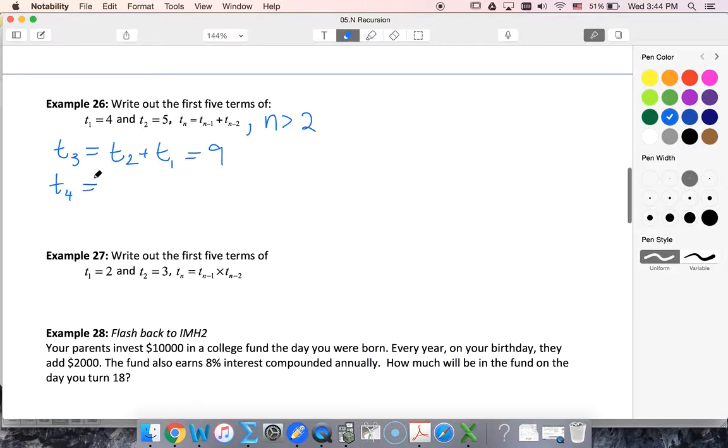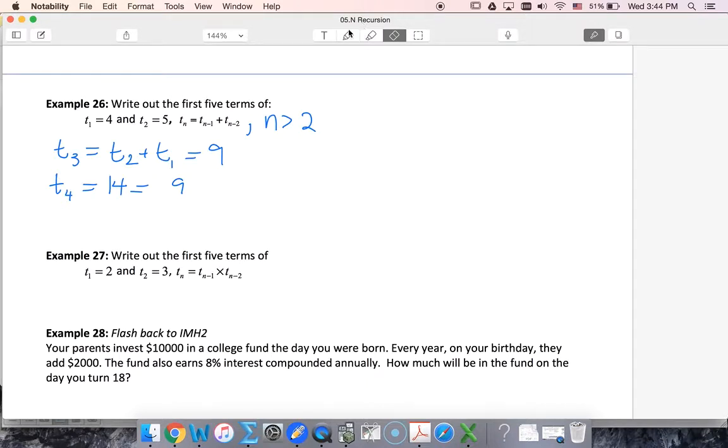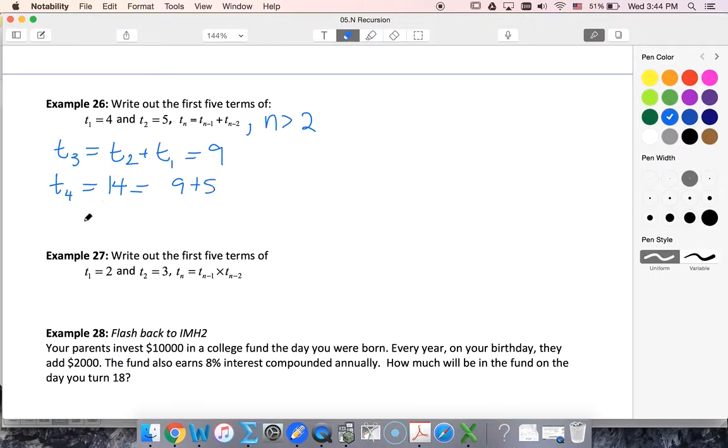My fourth term is going to be the third term plus the second term. So that was, again, 9 plus 5. We don't need the parentheses. My fifth term is going to be the fourth term plus the third term, which is 23.